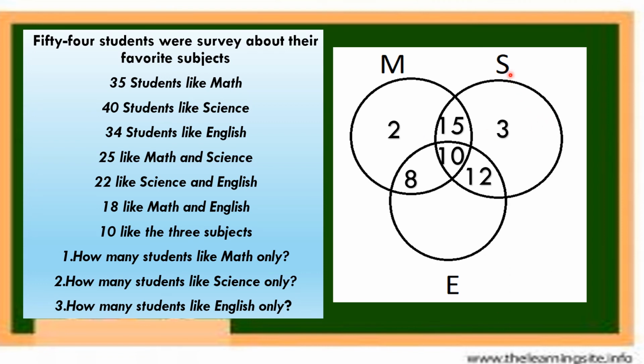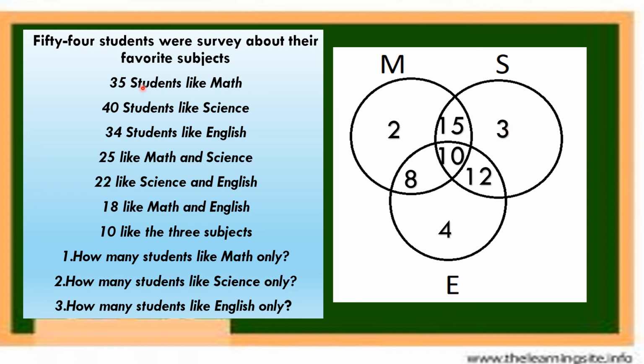We have science. 15 plus 10 is 25. 25 plus 12 is 37. We have 40 like science. This is already 37. 40 minus 37, the answer is 3.